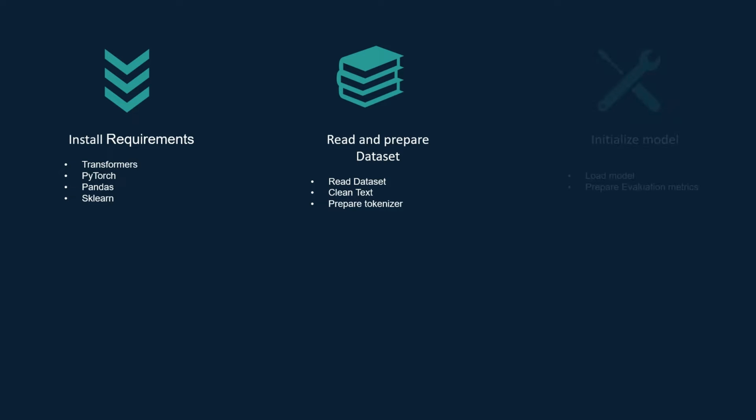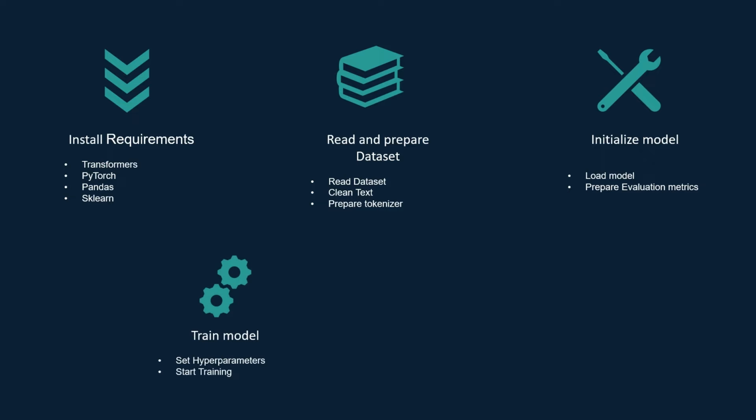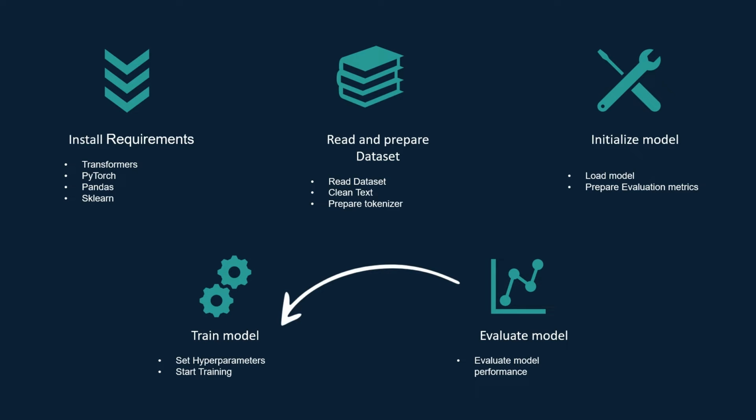Third step is going to be initializing the model and preparing the evaluation metrics. Fourth step is going to be setting the hyperparameters and training the model. Fifth step is going to be evaluating this model. Be prepared to return back to step 4 if the performance wasn't good enough. Now we can start coding.